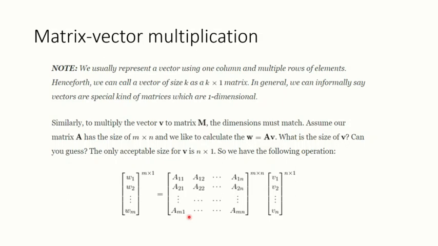Still 1 by 5. Can we do multiplication between this A and B? We cannot, because these vectors do not follow the rule. So how can we multiply these two vectors?